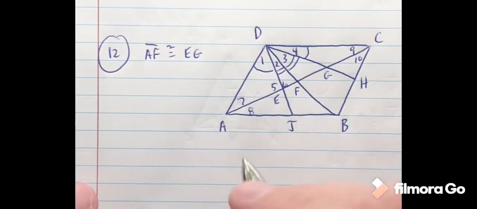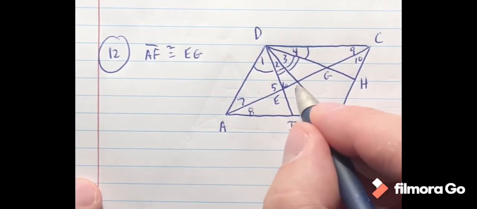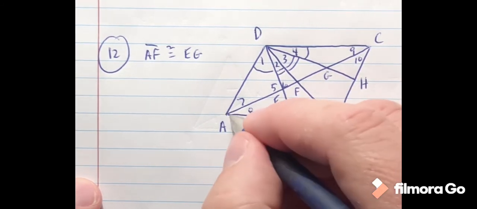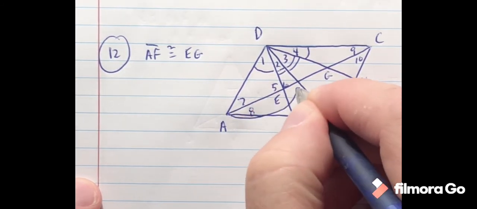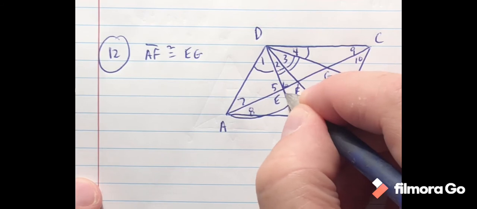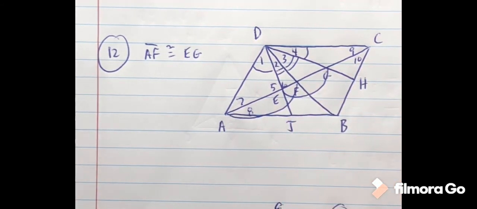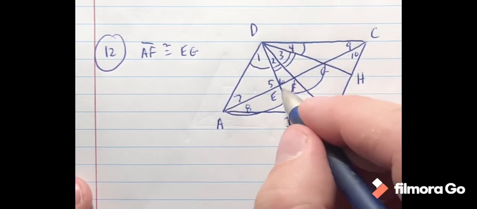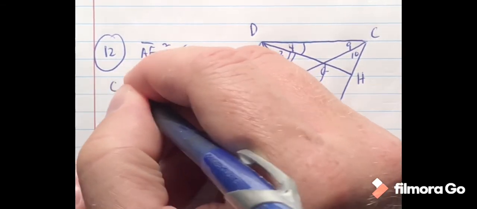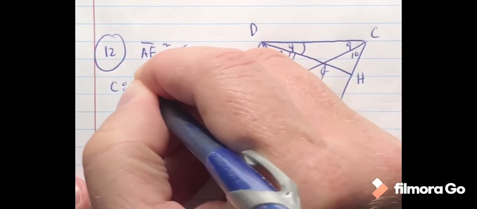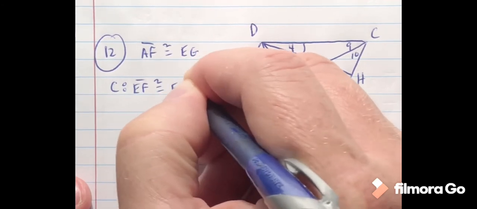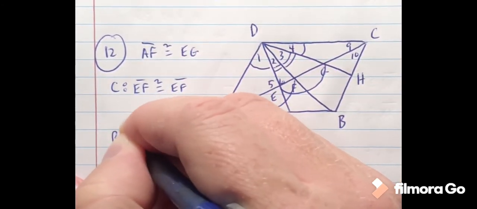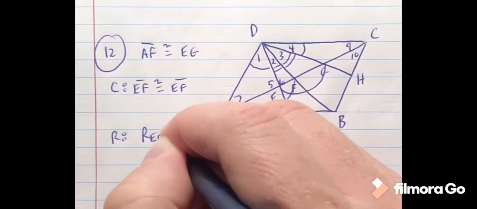Okay, for number 12, they tell us that AF is congruent to EG. So again, here is AF and here is EG. So hopefully you notice here we've got some overlap. When we have overlap, we're going to use the reflexive property. So the overlap is EF. So conclusion 1 is that EF is congruent to EF, and that reason is reflexive.